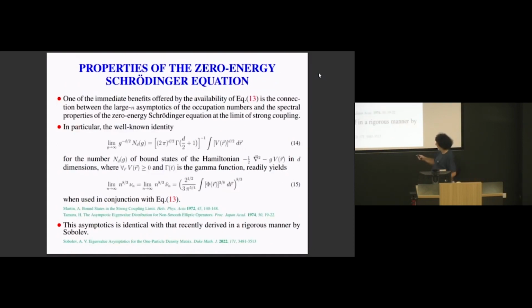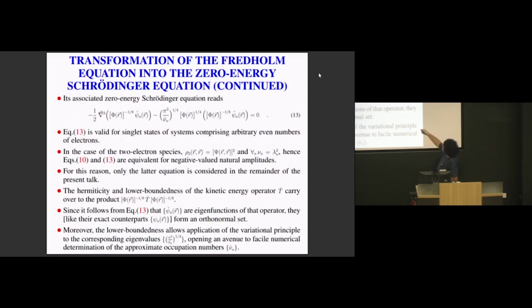Maybe I should go back for a moment. So once again, here, what did I do? This plays the role of a potential. This is positive everywhere because it's a density. And this is an attractive potential, and the strength or the depth of this potential becomes greater and greater as the occupation number becomes smaller and smaller. So we can ask the following question: how many bound states are supported by such a potential as the coupling constant goes to infinity?